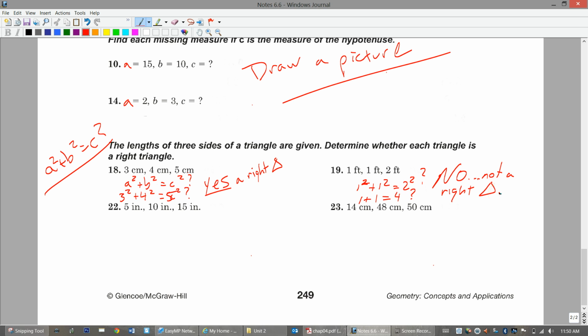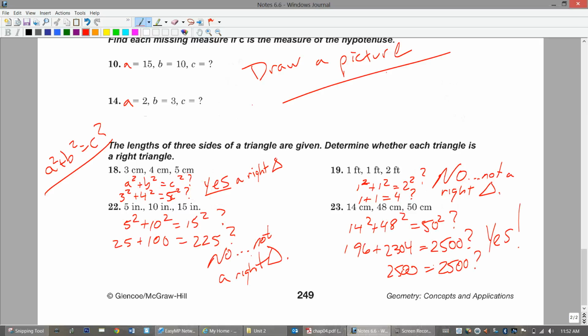You guys with me on these? Work with your row partner. Do the next two. Okay, here we go again. You need to check whether the Pythagorean theorem holds true. If it holds true, then it is a right triangle. Remember, we're going to pick the largest side to make our c value, because if it is a right triangle, the hypotenuse is the longest side. So we did 5 squared plus 10 squared equals 15 squared. Is that true? You get 25 plus 100 equals 225. That is not true, right? It's not a right triangle.